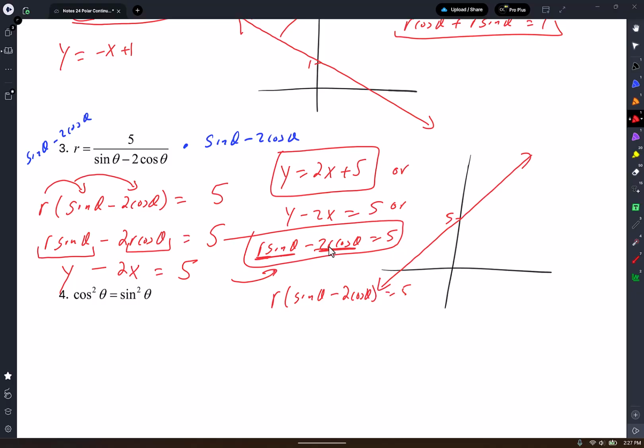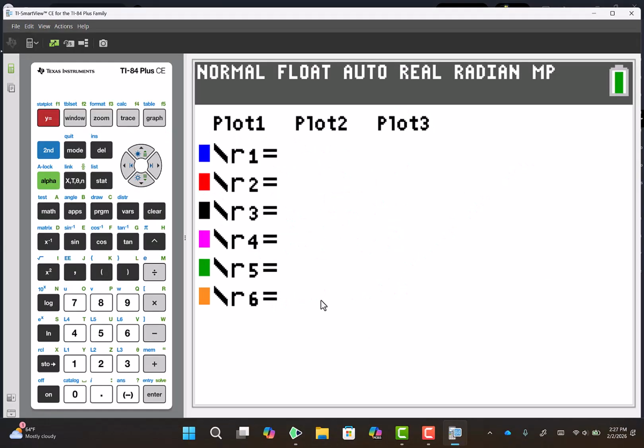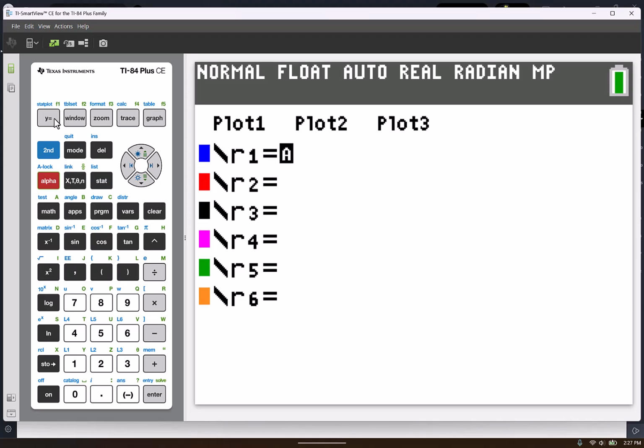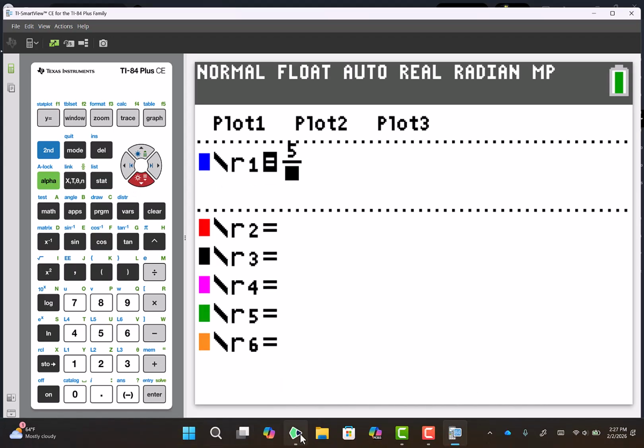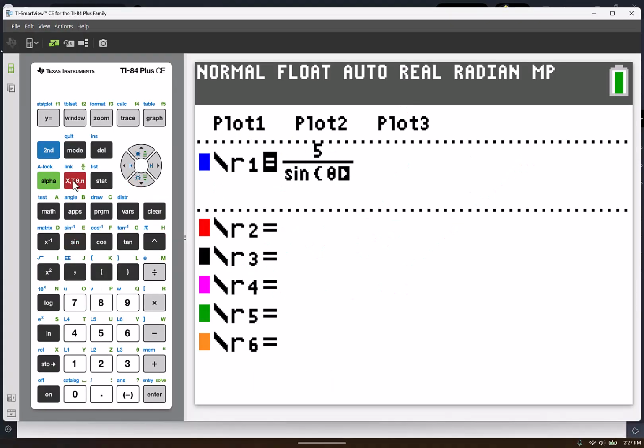Or I guess where I was right here. As a matter of fact, why am I doing all that? Look, here it is. I didn't see it initially. So there it is, 5 divided by all that. Let me do the alpha y equals, enter, 5, and then on the bottom, what was it? Sine theta. So I'm going to push sine, and the theta comes up automatically when you push that little button. Minus, what was it? 2 cosine. Was it a minus? Okay.